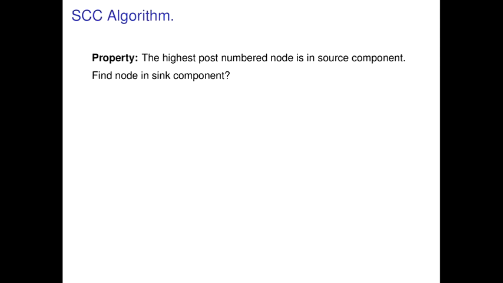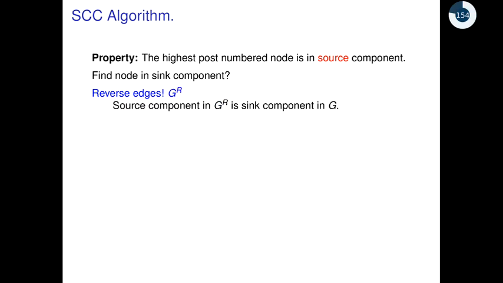You want to find a node in the sink component, right? You just reverse the edges. If you reverse the edges, what used to be the sink component is now the source component. It doesn't change strong connectivity inside the components, because all you've done for the cycles is reverse the edges, so you go the other way around the cycle. So the strong components will be the same, but the DAG will be oriented in the opposite direction. So now the source component in G sub R is a sink component in G.